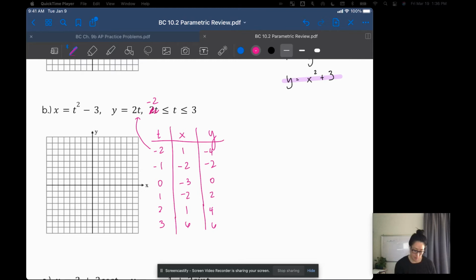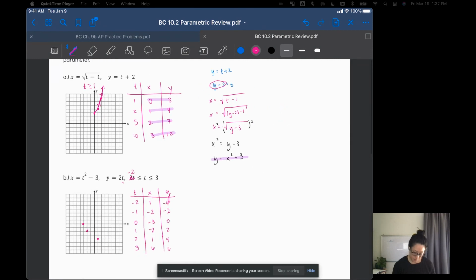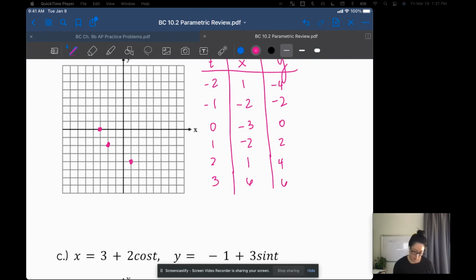Go ahead and graph this. So I have negative 1 and negative 4. 1, 2, negative 2, negative 2, negative 3, and 0. Then I've done this one, this one, this one. Negative 2, positive 2, 1, 4, and 6, 6.